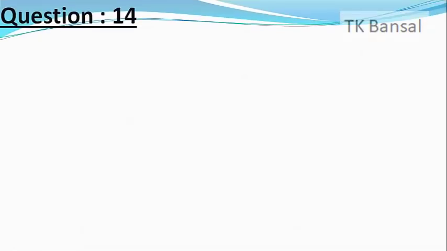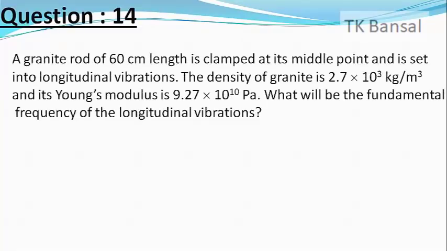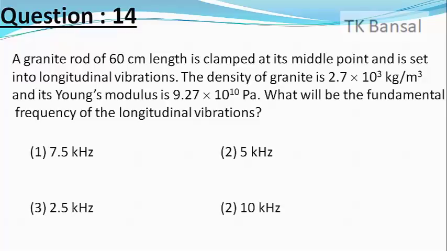Our next question is, a granite rod of 60 cm length is clamped at the middle point and is set into longitudinal vibrations. The density of the granite rod is 2.7 into 10 to the power 3 kg per meter cube and its Young's modulus is 9.27 into 10 raised to the power 10 pascals. What will be the fundamental frequency of its longitudinal vibrations? The choices are 7.5 kHz, 5 kHz, 2.5 kHz and 10 kHz.